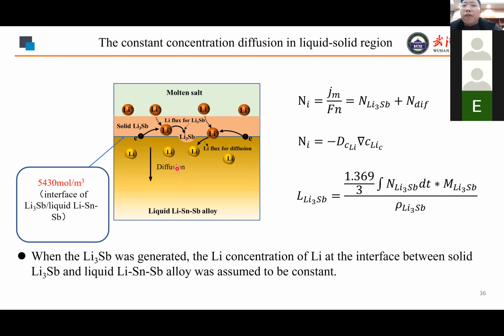Once the lithium flux is used to form lithium intermetallic, if we know how much lithium flux is for diffusion, the other flux is for forming lithium intermetallic, and the growth speed of the lithium intermetallic can be calculated. In this process, a key feature is that the lithium concentration at this interface is constant. It remains the critical concentration. So we can use a constant concentration diffusion model in the liquid-solid region.